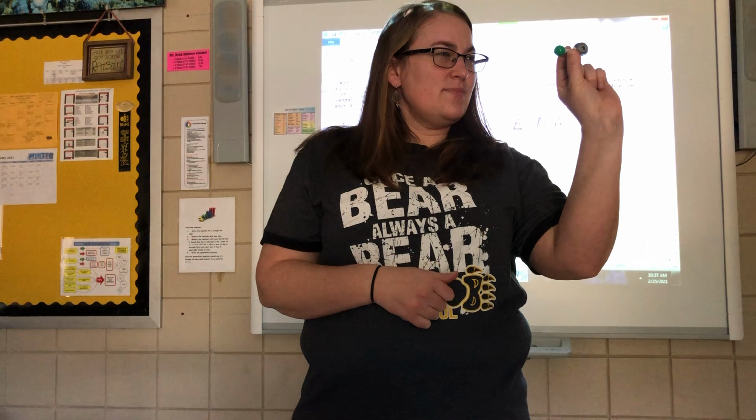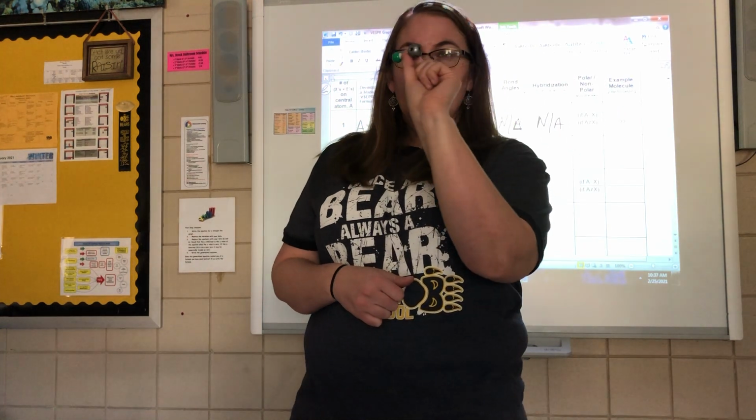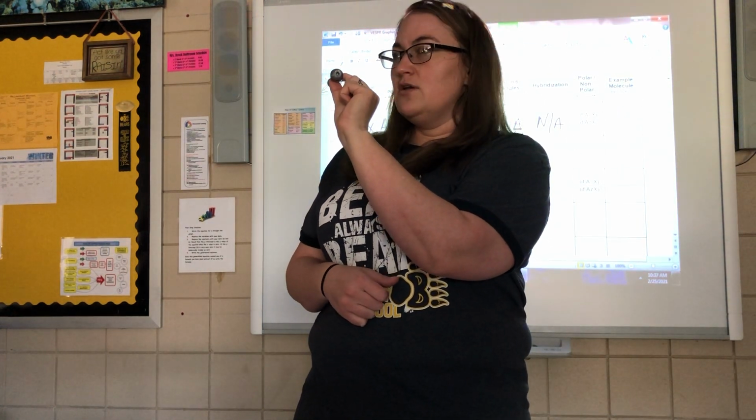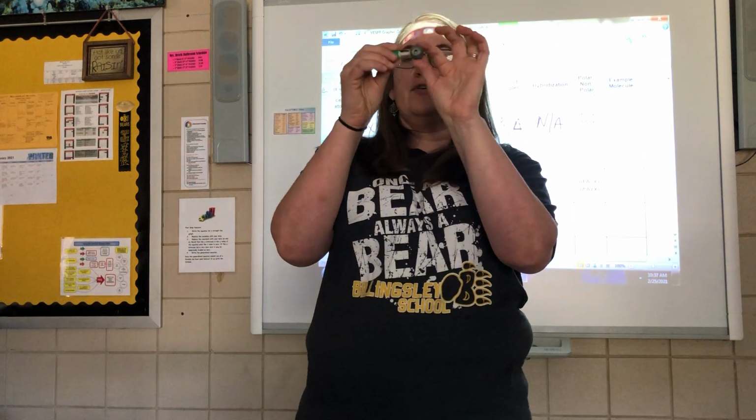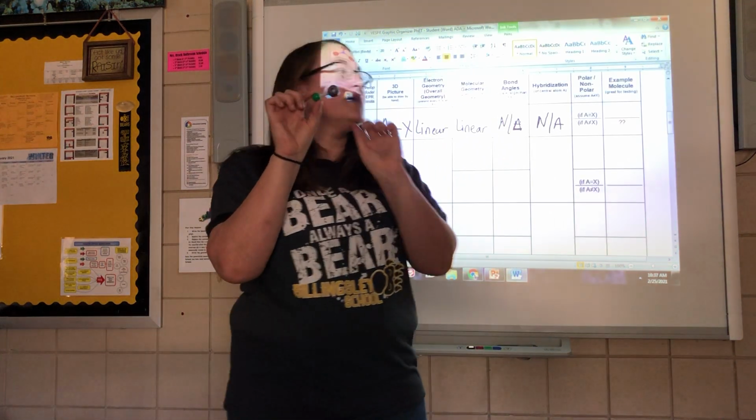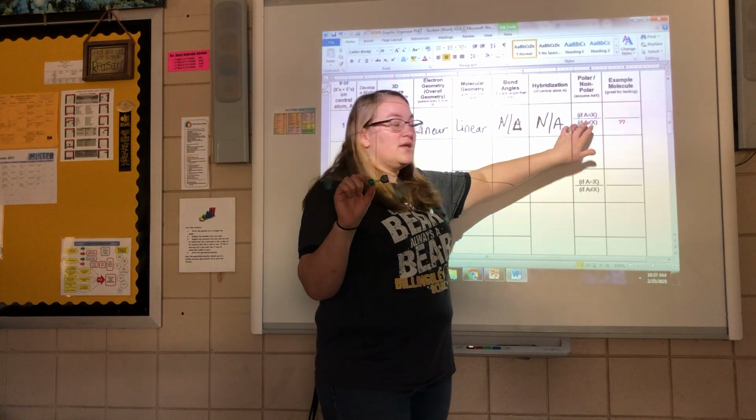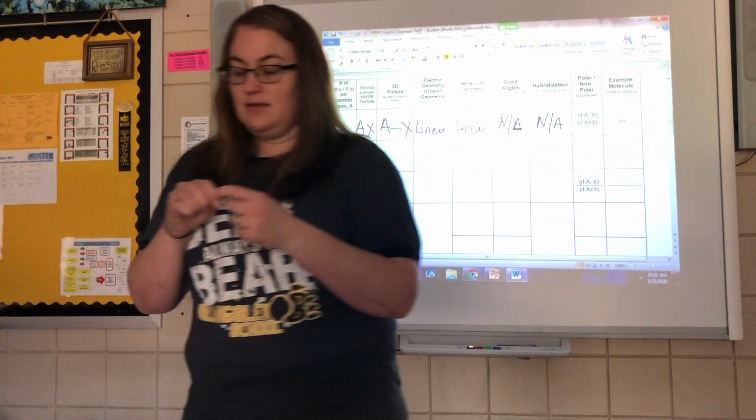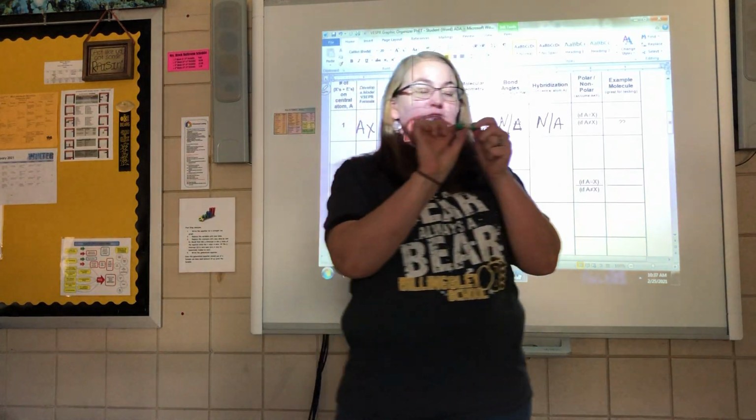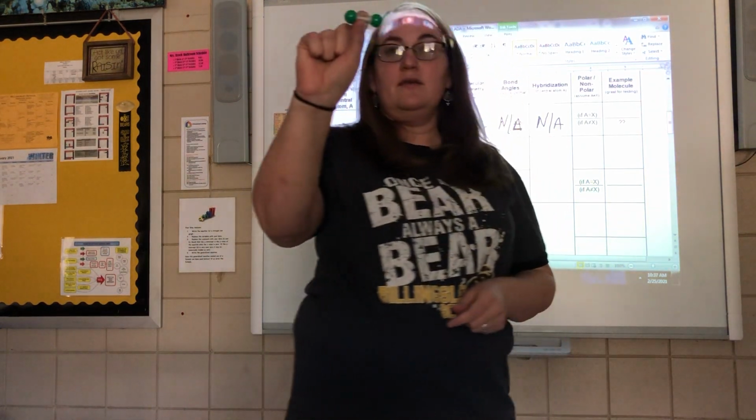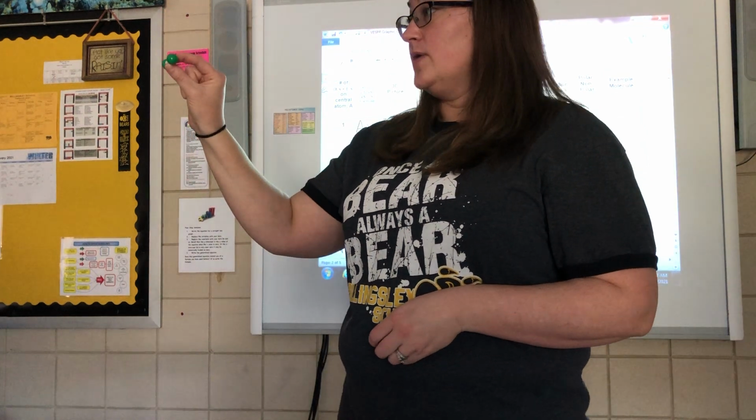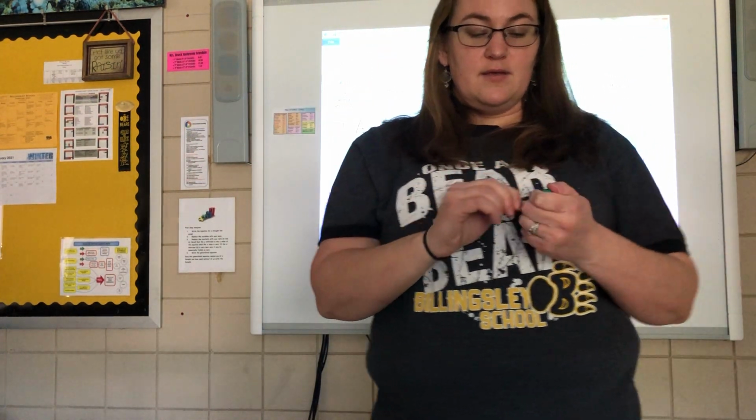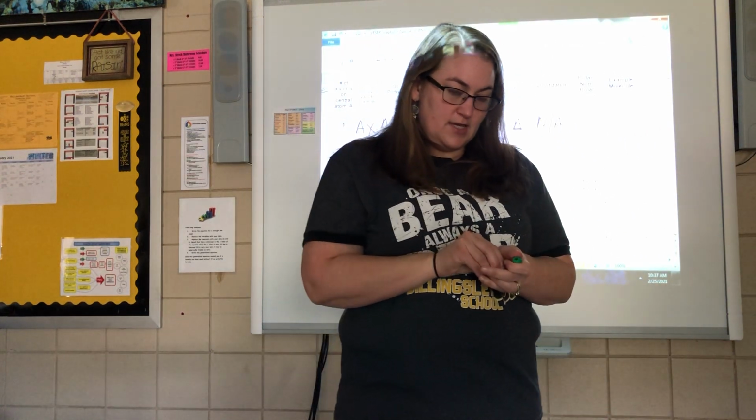Are my atoms the same thing here? Are these the same atoms? No, because I've got a silver and a green. So this would represent an A not equaling X. If I wanted to represent an A equal to X, I'd put the same sphere on each side to represent A is equal to X, meaning they are the same atom. Okay? So let's go back to A is not equal to X.